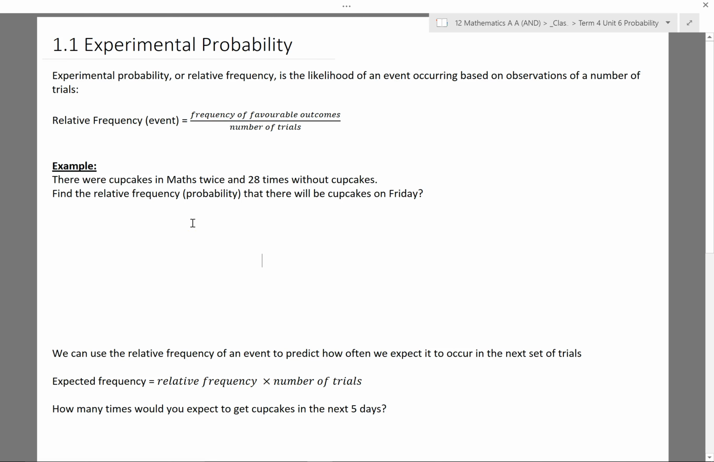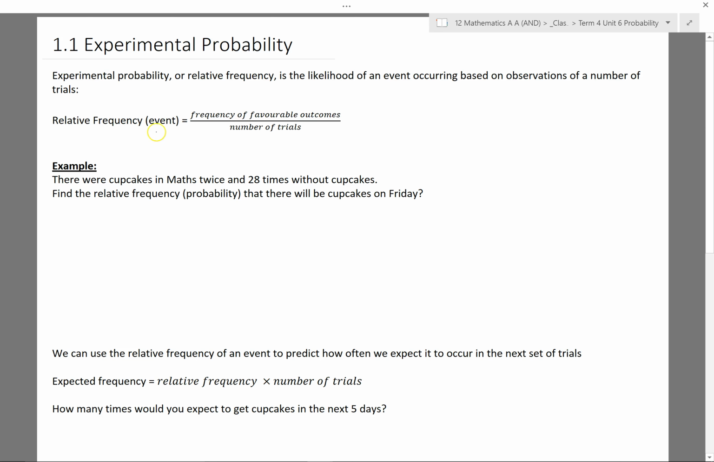So the first lesson of the probability unit is about experimental probability, which is the likelihood of an event occurring based on observations of a number of trials. So we're actually out there rolling the dice, flipping the coin, observing how many times the Sharkies win their games, or whatever, actually out there doing the thing.